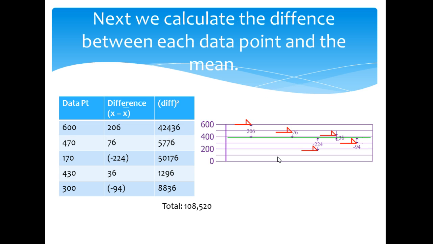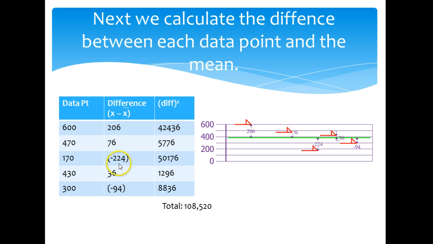The next step in finding the standard deviation is taking these data points and then subtracting the mean. And the mean is known as the x bar. So that's this x bar here. So you're going to take 600 minus that mean that we just calculated, and you're going to get 206. And then you just square that number. So each one of these, you're going to subtract the mean and then square the number.